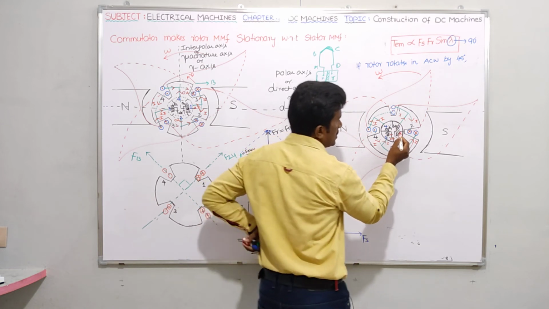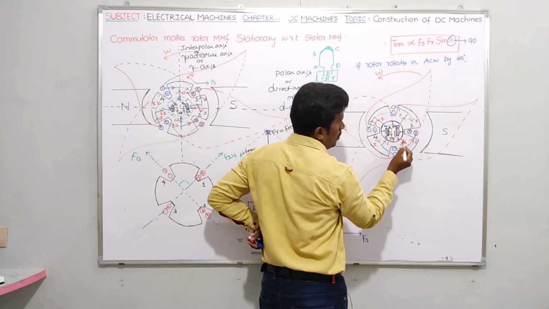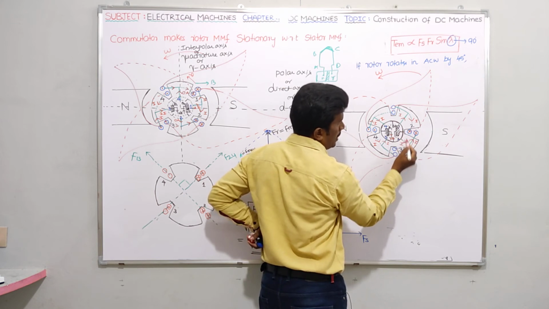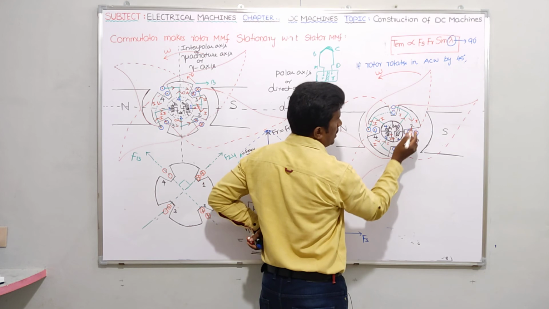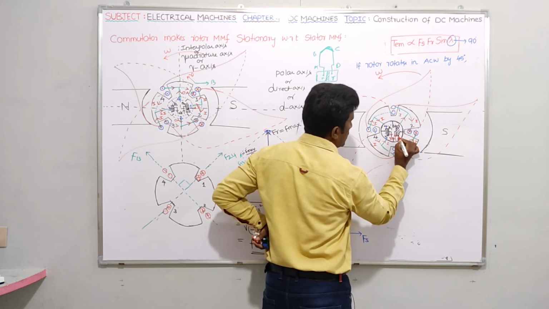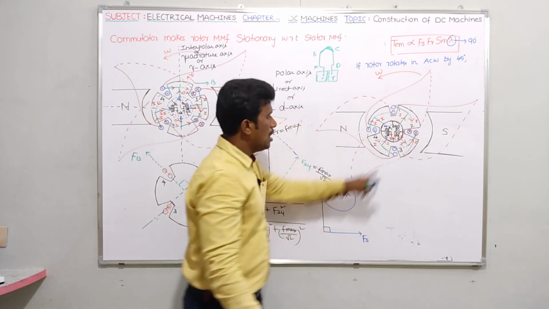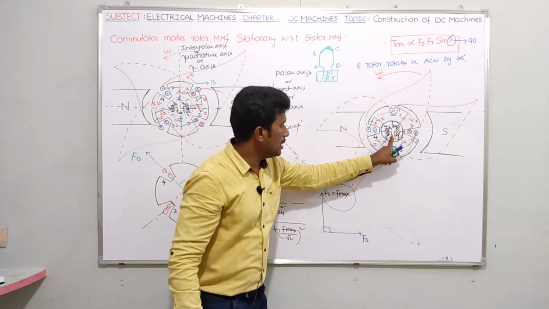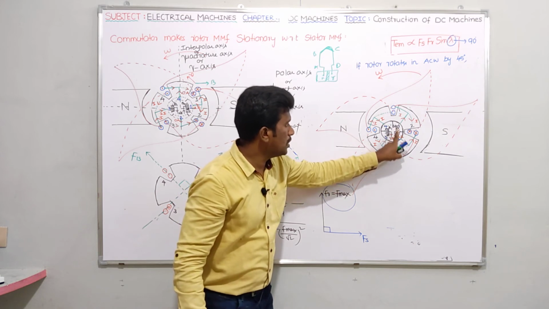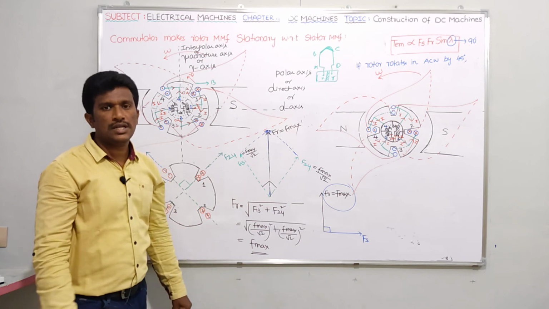Similarly, brush number 2 is connected to segment number 1 and 2. From segment number 2, I ampere is going, and from segment number 1, I ampere is going. So what is the total current here? 2I amperes is going. So the direction of current will be like this: from brush number 1 a downward arrow mark 2I, and at brush number 2 an upward arrow mark 2I. Is it clear?